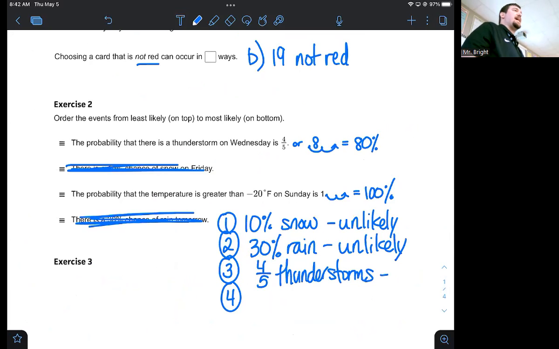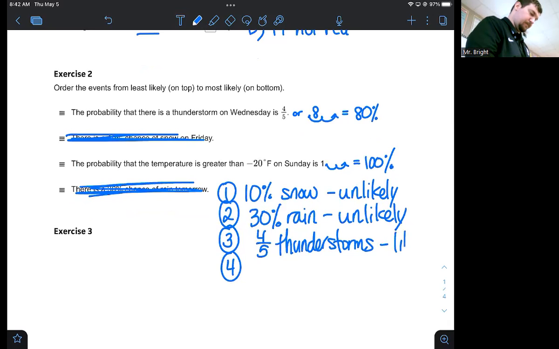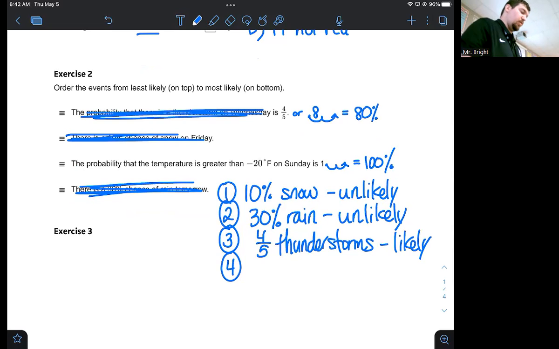And if you had to classify 80% or 4/5, what likelihood would you give it, Hannah? Raise your hand. Likely. Yeah, it's likely to storm on Wednesday. That leaves our last one with the temperature being greater than -20. So that's a 1 probability. That's as high as you get, 0 to 1, right? So 1's the highest you can get.